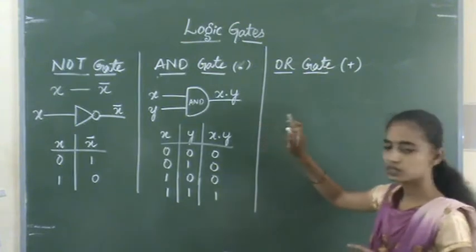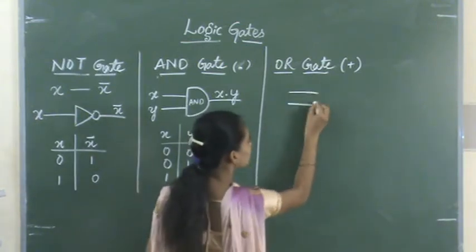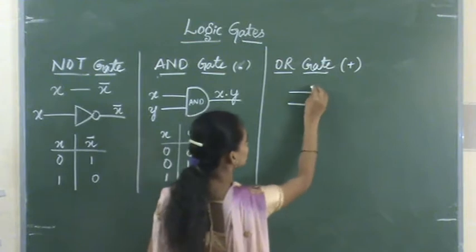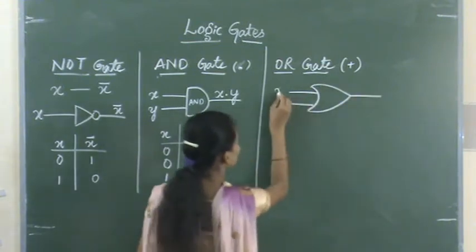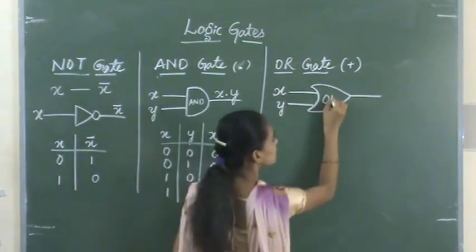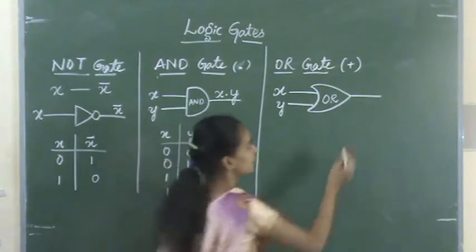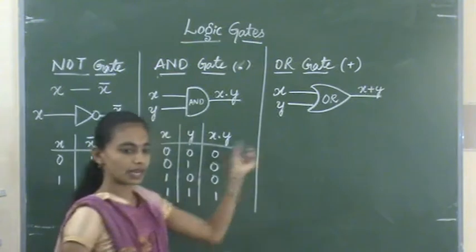So how do we represent the logical symbol for this? We are providing 2 inputs, that is x and y, and this is the OR symbol, right? So the output is x plus y. Like this we are representing it.